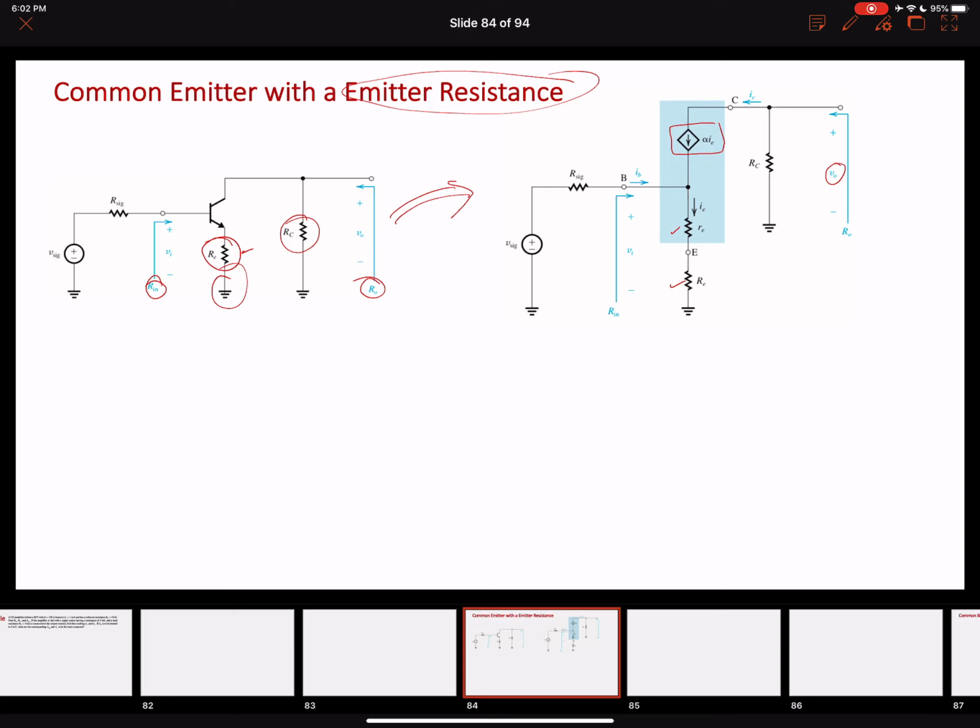Let's find out our Rin. It is not going to be simply r pi like our previous example, because now we have an emitter resistance attached as well. Okay, so what is the input resistance that we can find out? For example, if we look at this input resistance, looking into the input of the amplifier circuit, we are going to have a VI voltage and a current IB. So I can also write Rin as input voltage divided by the base current.